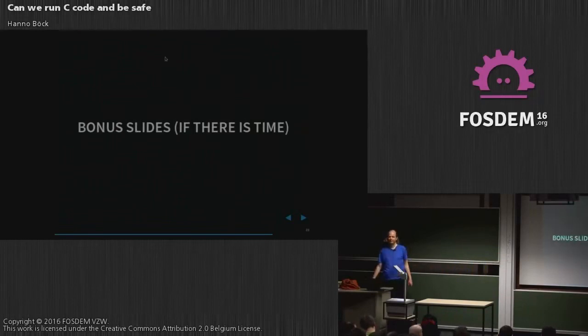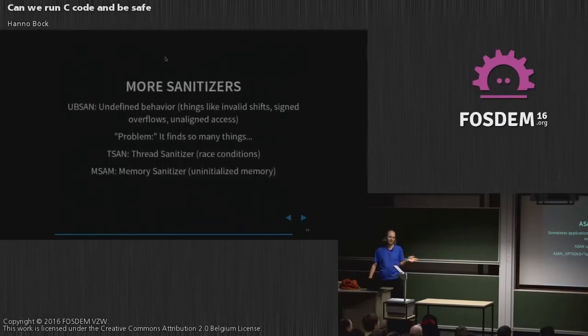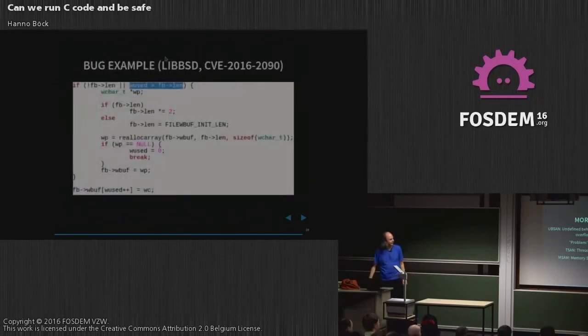And then I have some more slides if I have enough time, but I probably don't. One minute, yeah. Okay, so AddressSanitizer has a logging feature, which is nice if you have an application that disables your standard output and standard error, because then you cannot see the error message. So it's very useful. There are more sanitizer features in the compilers: UndefinedBehaviorSanitizer, which is mostly shifts and signed integer overflows, ThreadSanitizer, and MSan, which is for uninitialized memory access.